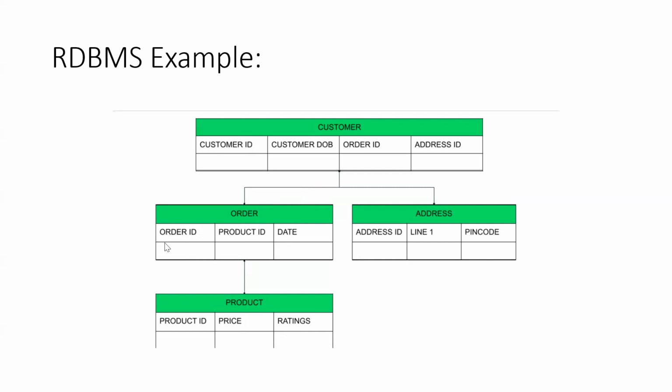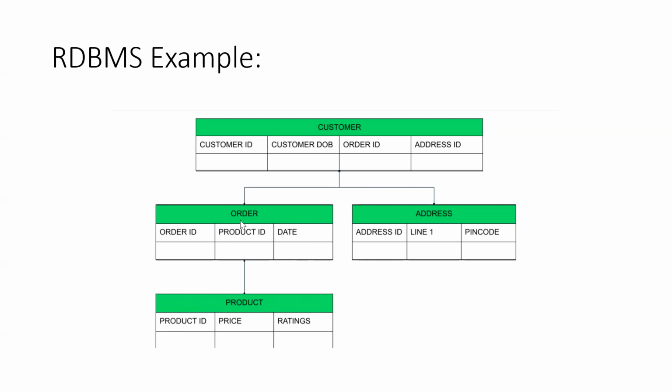We have order ID in the order table and product ID in the product table. Those are the primary keys for the individual tables. But the same product ID is present over here. It's not a primary key in the order table. Rather, I can say this product ID is the foreign key in the order table. Let me repeat. Product ID is the primary key in the product table, but the same product ID is the foreign key in the order table.